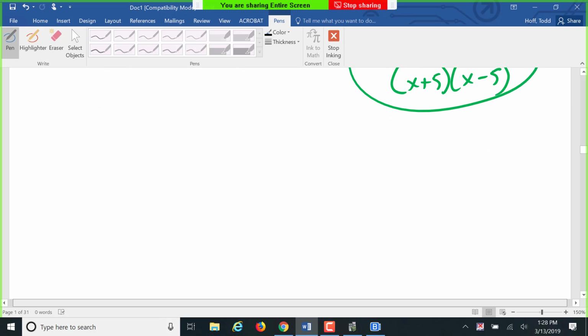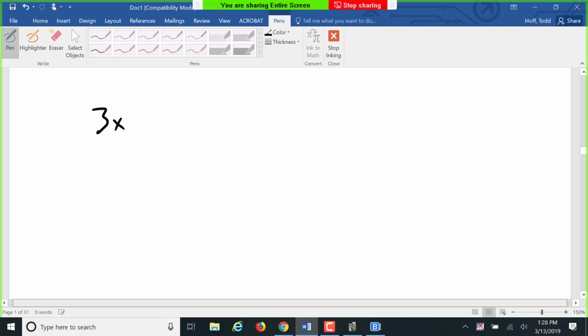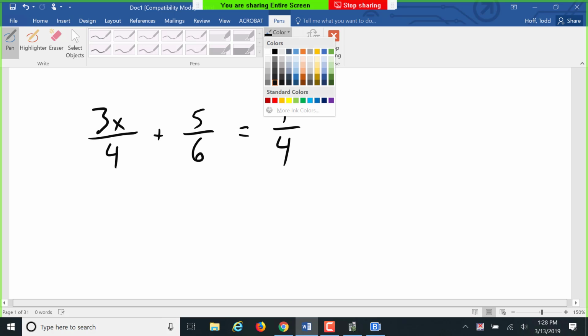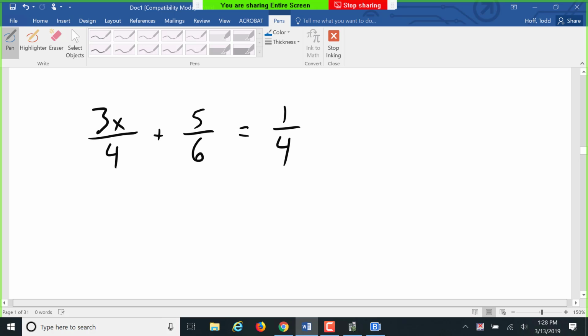Now, one of the next steps we're going to work on is solving equations with rational expressions in them. In a simple form, we might run into something like this. 3x over 4 plus 5 over 6 equals 1/4. I could solve this equation just like it's written. I could make this 3/4 x plus 5/6 equals 1/4, and I could solve it.